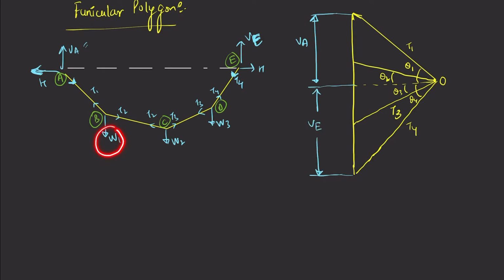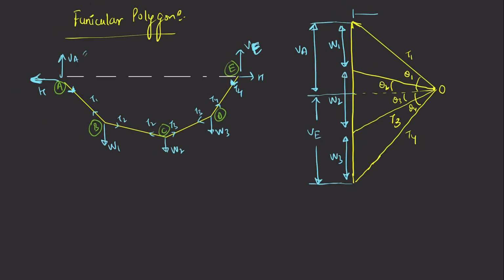Now W1, you can see it depends on T1 and T2 cable, right? So here we have T1 and this is T2. So between this we have W1. So we can write this as W1. Now again you can see W2 is acting on the cable T2 and T3. So between T2 and T3 the load will be W2 and similarly this will be W3, and that's it. Also this thing is your H from here to here, horizontal reaction.